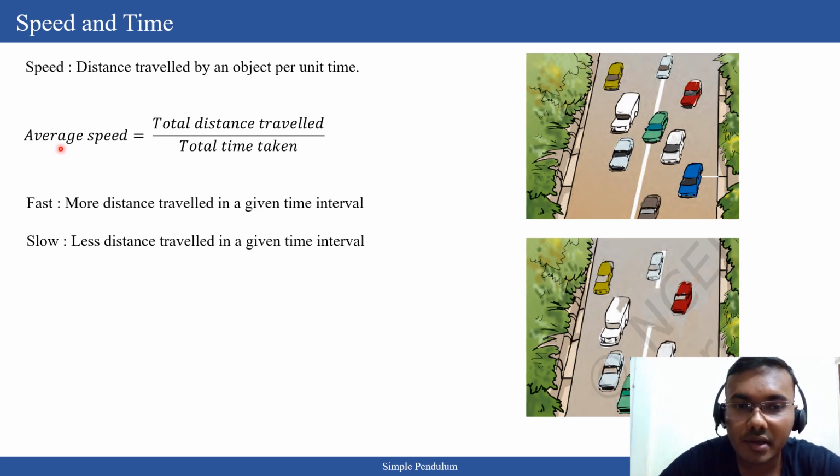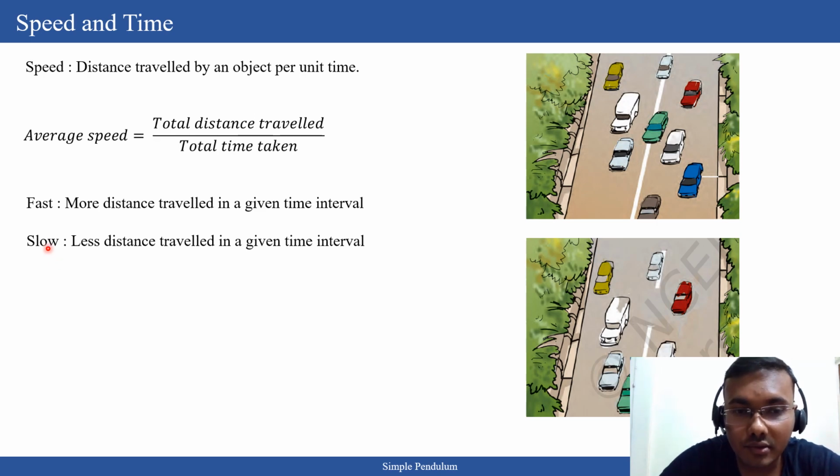Here, remember, it's the average speed, not the instantaneous speed. So how can we say whether a given object is fast or slow? By comparing its speed. We can say an object is moving fast when it travels more distance in a given time interval, or the object is slow when it travels less distance in a given time interval. Here the time interval is constant and we are just checking the distance traveled. If the distance traveled is more, we say that the object is fast, and if the distance traveled is less, we say that the object is slow.